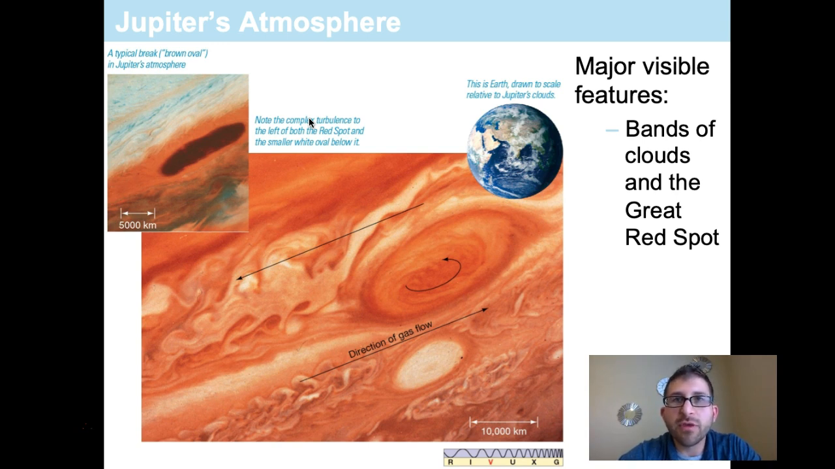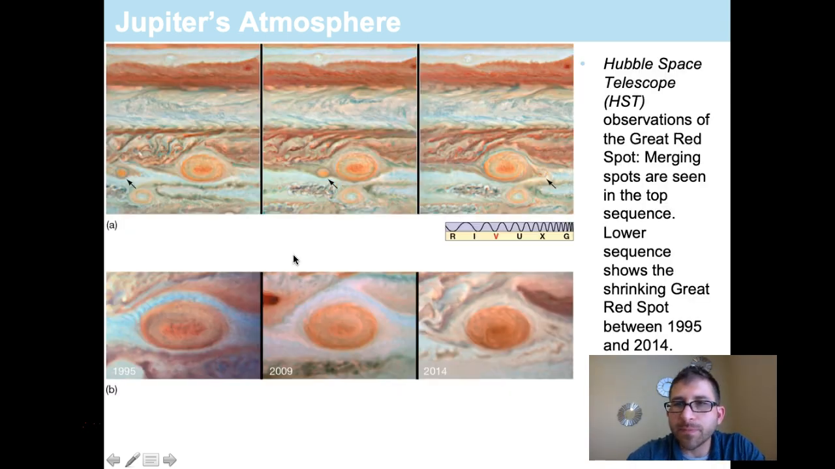One of the most dramatic of the planetary storm systems is the Great Red Spot, as seen in this image. With Earth drawn to scale, you can see that the Great Red Spot here is almost twice the size of the planet Earth. This is caused as we've got the direction of gas flow in this direction and a shearing force from the other direction. And this causes this counterclockwise rotation, and the Great Red Spot is in motion.